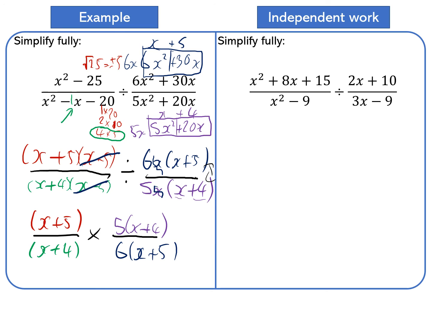Alright, good. Now because it's in this multiplication format, now I can look at what else I can cancel out. I can see I've got x plus 5 on both, so that can be cancelled. And I can also see I can cancel the x plus 4. So the left hand side isn't 0 because any number divided by itself will be 1. So I'm literally just going to be left with 5 over 6. 5 over 6 as my final answer. And that's done.